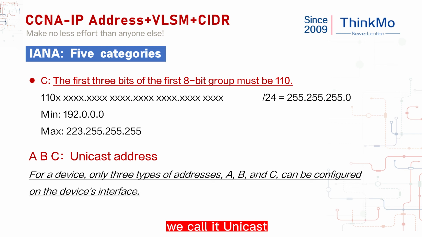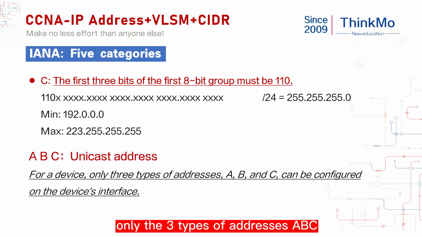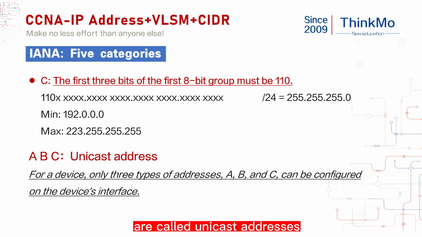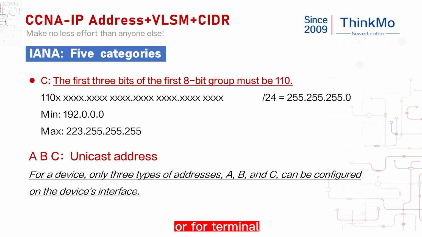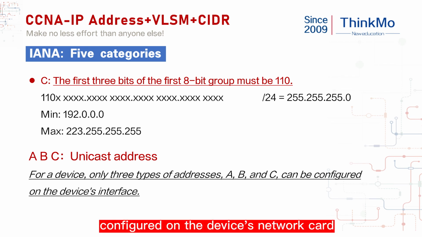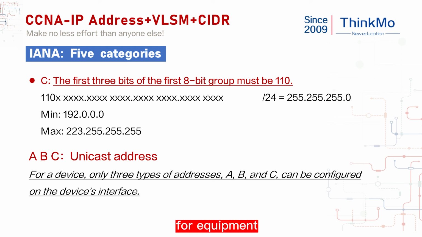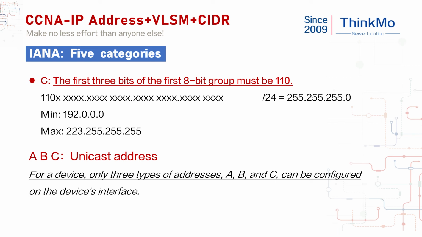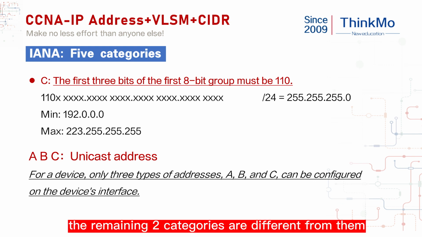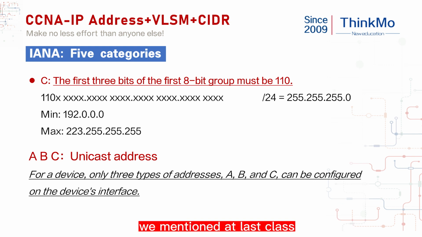We call it unicast. Only the 3 types of addresses, A, B and C, are called unicast addresses. They can be configured on the interface of a device, or on a terminal's network card for identification. When you go to configure addresses, all configured addresses are Class A, B or C. This is called a unicast address. The remaining 2 categories are different from them. We mentioned them last class: except for unicast, there are also broadcast and multicast.